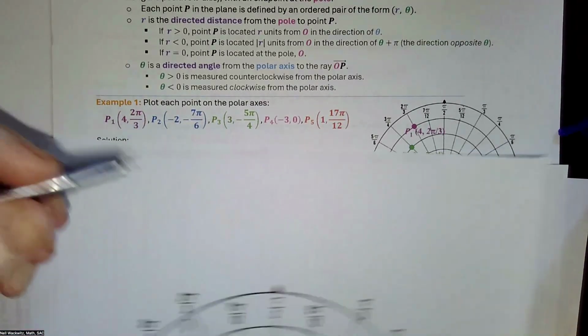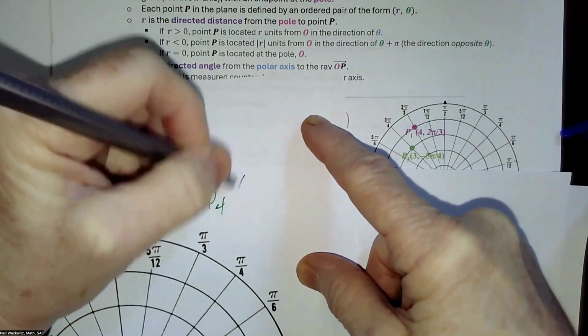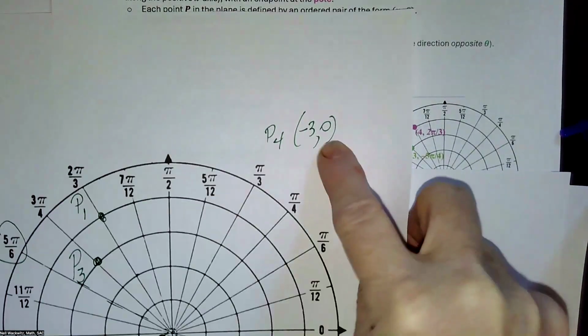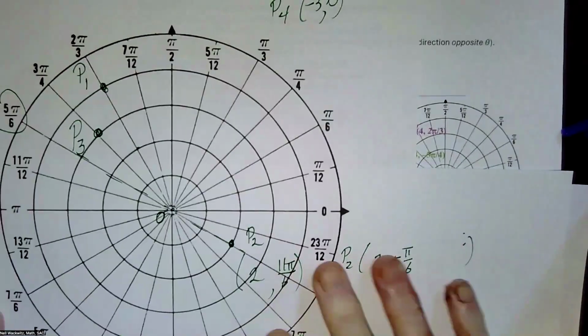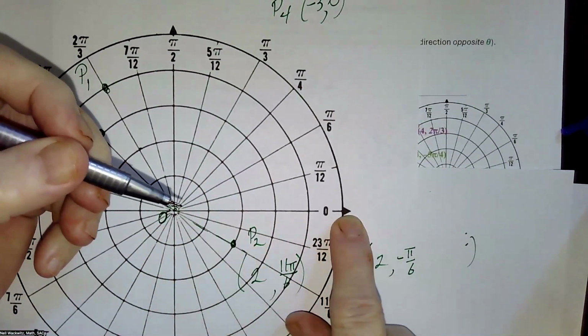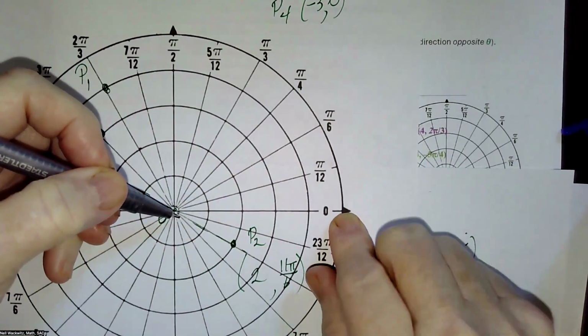P4 is (-3, 0). That means that the angle is zero. Well, we start at the polar axis, and we're not going to go up or down. We're just going to stay here.